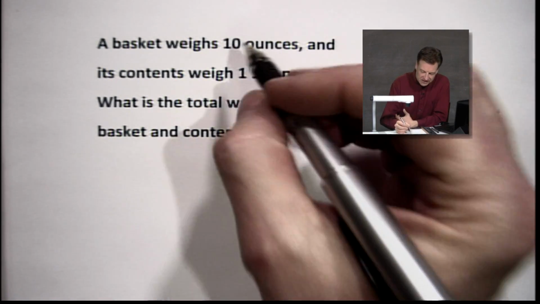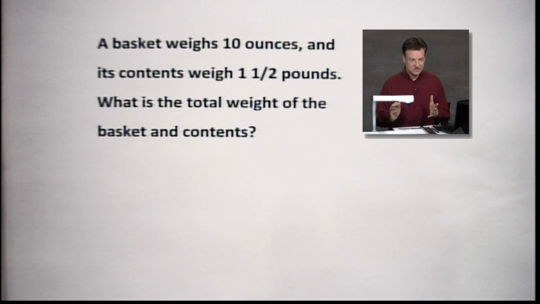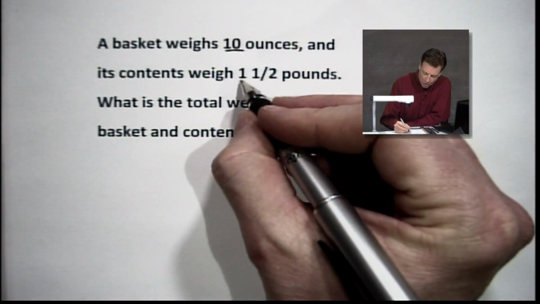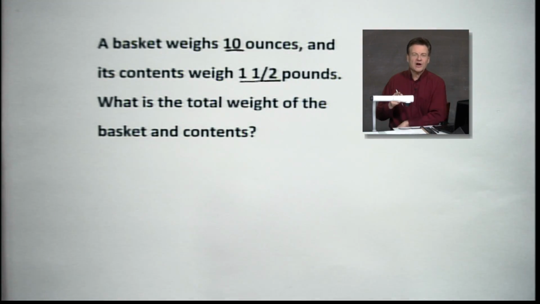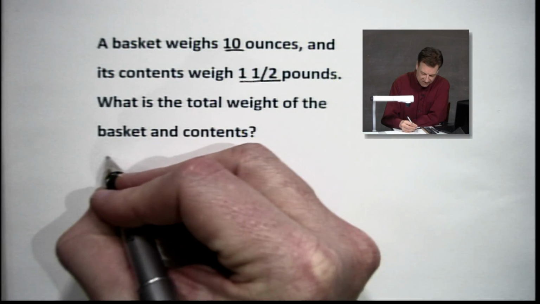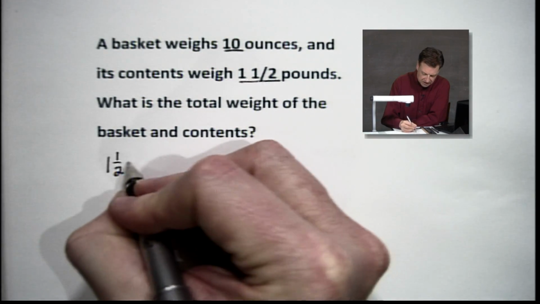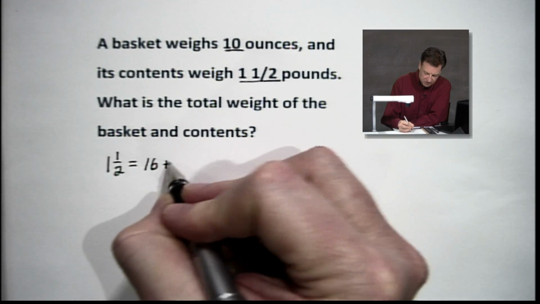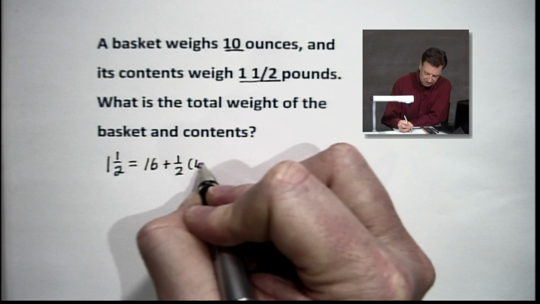Starting off, let's suppose we all want to go with ounces. Let's say we just want to use total ounces here. So let's talk about it. 10 ounces for the basket, 1.5 pounds. The big key here is how many ounces are in a pound? There are 16. So, folks, this 1.5 pounds is equal to 1 pound, which is 16 ounces, plus 1/2 of 16.